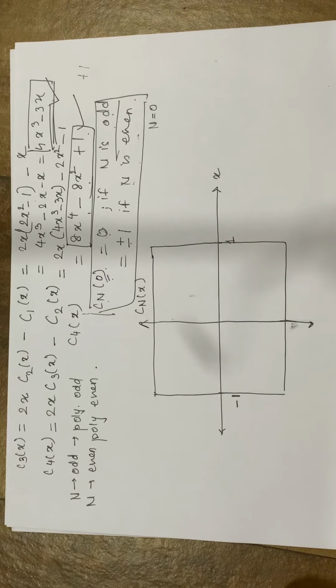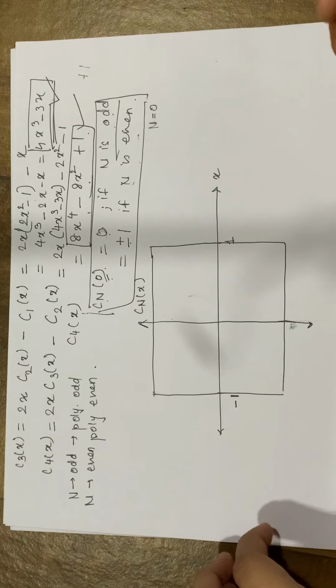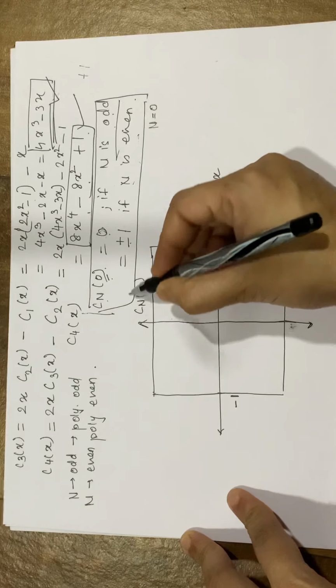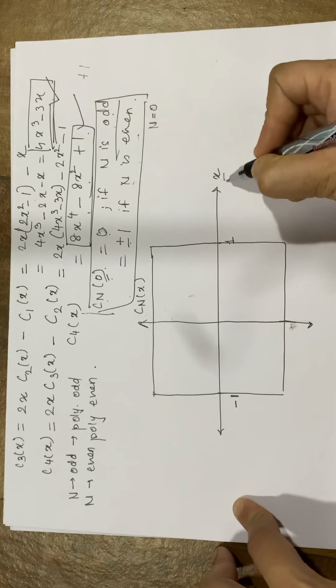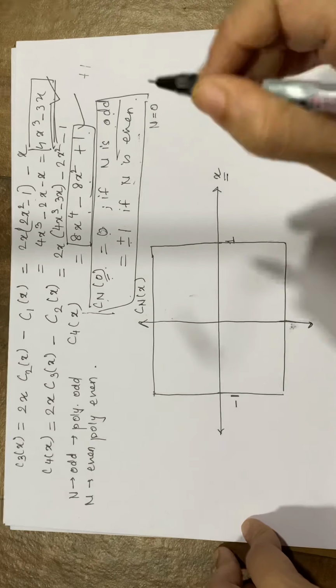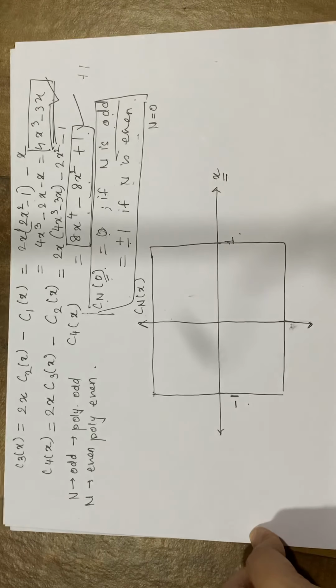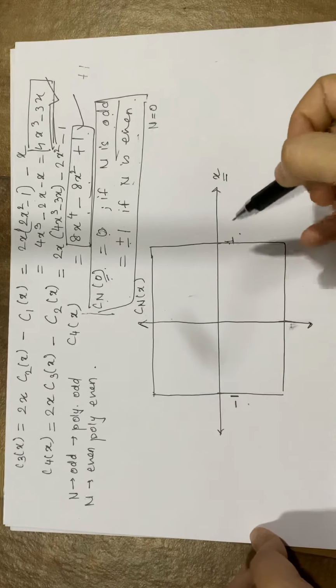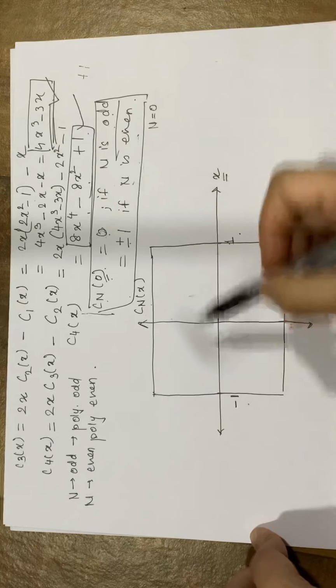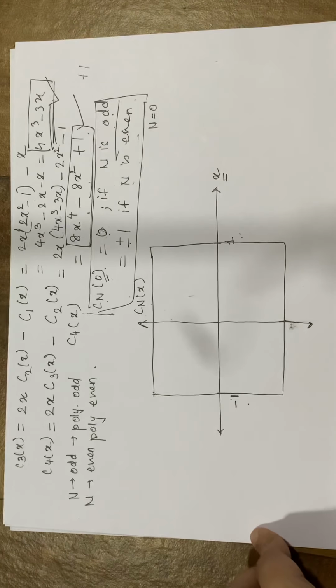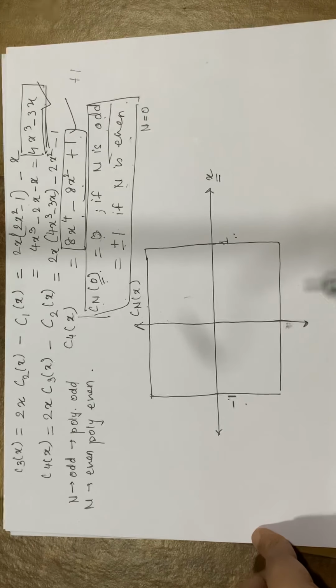Okay, so with this background, we'll actually try to plot this Chebyshev polynomial Cn of x versus this x, and obviously we will consider the values of x to be lying between -1 and +1. Okay, actually -1 and +1 is your pass band that you are considering, that we have already seen, right?